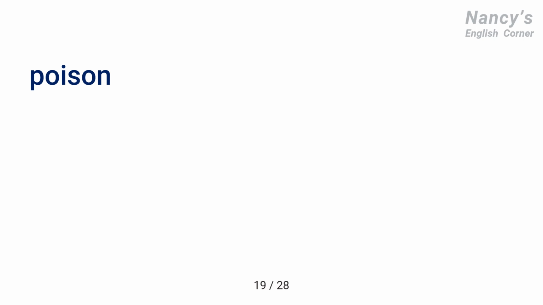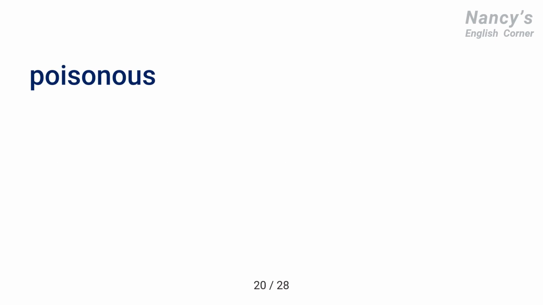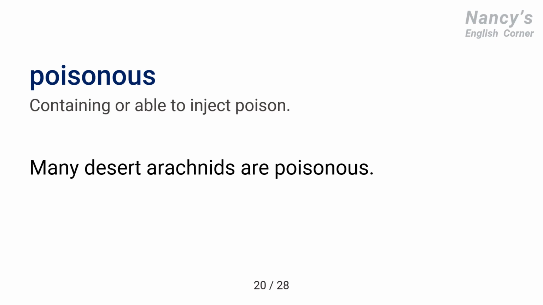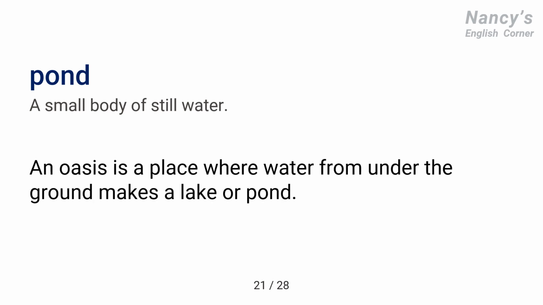Poison, a toxic substance. They use their poison to catch insects and other small animals. Poisonous, containing or able to inject poison. Many desert arachnids are poisonous. Pond, a small body of still water. An oasis is a place where water from under the ground makes a lake or pond.